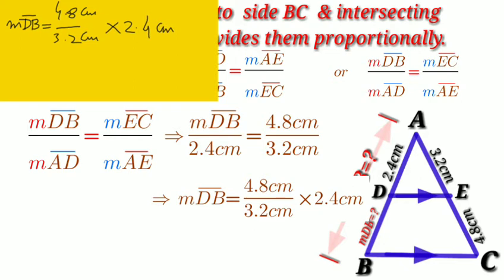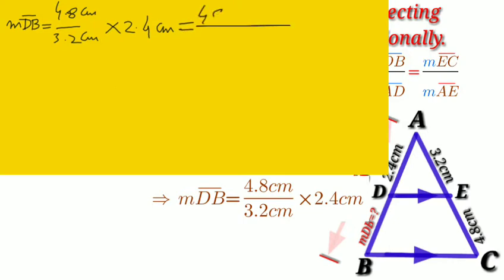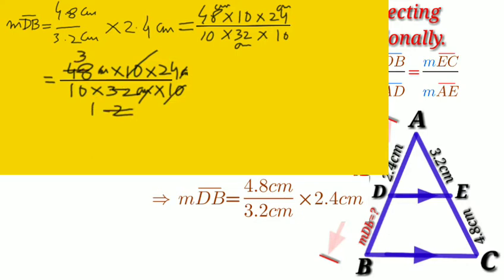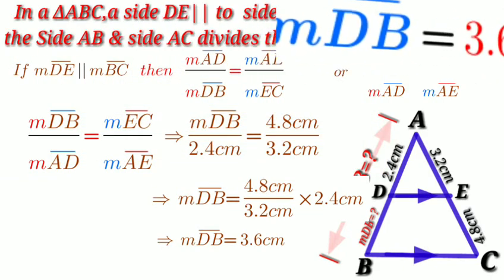So writing the decimal form into fraction form, 4.8 is equal to 48 by 10, 3.2 is equal to 32 by 10, and 2.4 is equal to 24 by 10. So the value of side DB is equal to 3.6 centimeter.